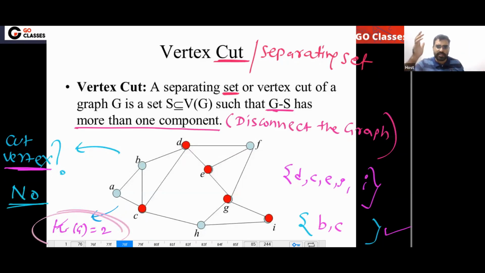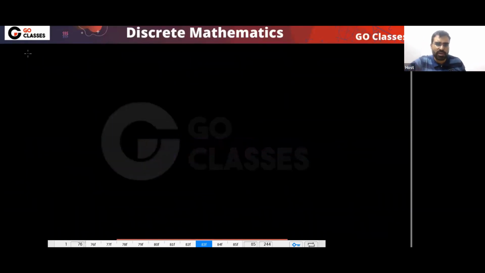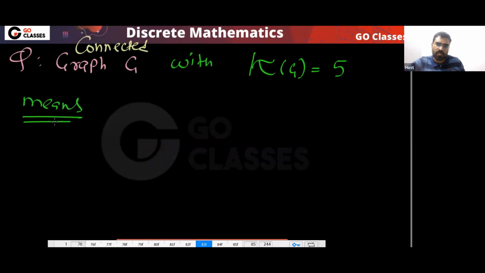Let's assume there is a graph whose connectivity number is 3, then what does it mean? Please tell me. Let's assume you have a connected graph G. We are talking about connected graphs only. So let's assume you have a connected graph G with connectivity number 5. What does this mean?